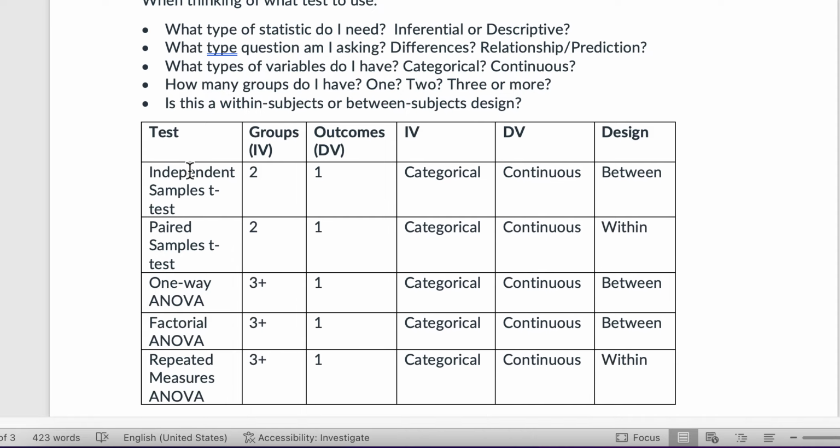Otherwise, you have to think, do I need inferential or descriptive statistics based on these questions? If it's a hypothesis and you have to test this hypothesis, then you're doing inferential statistics.